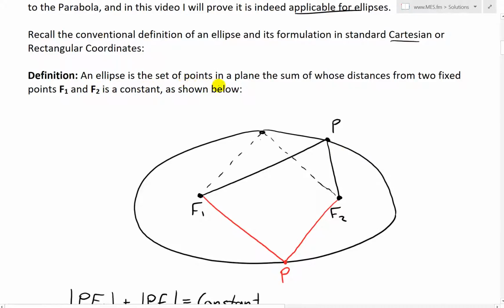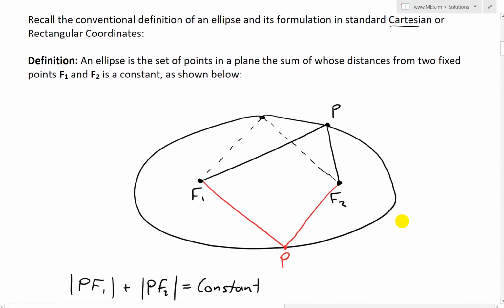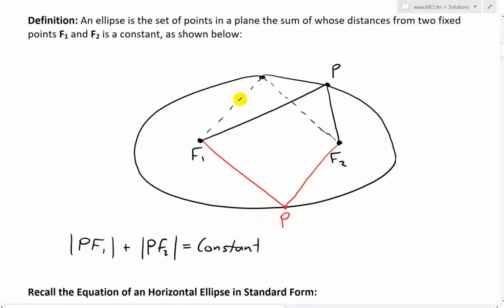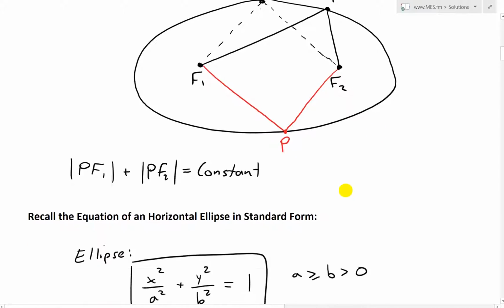An ellipse is the set of points in a plane, the sum of whose distances from two fixed points f1 and f2 is a constant as shown below, and this is the conventional definition. So here is the set of all the points in this ellipse-type shape, and as you can see here, there are two foci, f1 and f2. The distance from f1 to P added to the distance from P to f2, the sum of the distances, is always going to be constant. So anywhere you go here, it's going to be the same thing. You go here, it's going to be the same thing. So it's constant, and the shape you end up getting is an ellipse.